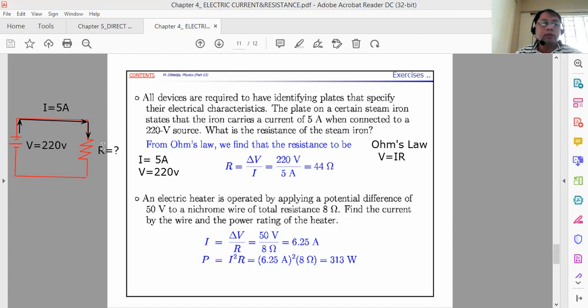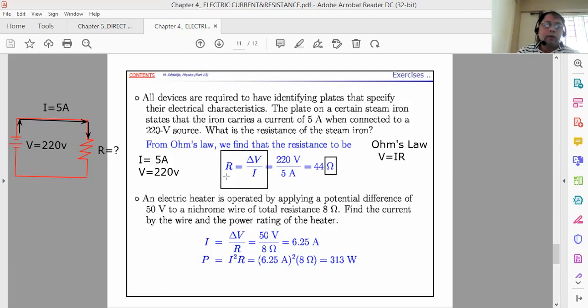If we use Ohm's law, then Ohm's law will give us this equation: V over I. When we substitute 220 by 5 amperes, we get a resistance of 44 ohms. And again, remember, ohms is written with the symbol omega. So we have an omega symbol added here. Now the answer for the first question is 44 ohms.